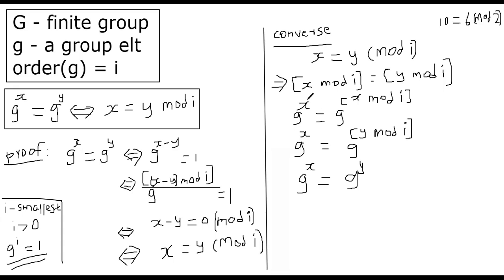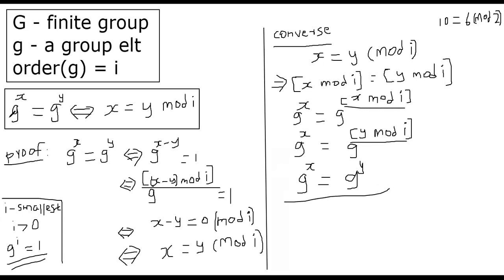Which means now consider g power x. g power x is the same as g power x mod I because of the way exponentiation works in a group. And we proved here x mod I is the same as y mod I, so I can replace this by y mod I. And we also know g power y is the same as g power y mod I. Therefore, we proved g power x is equal to g power y.